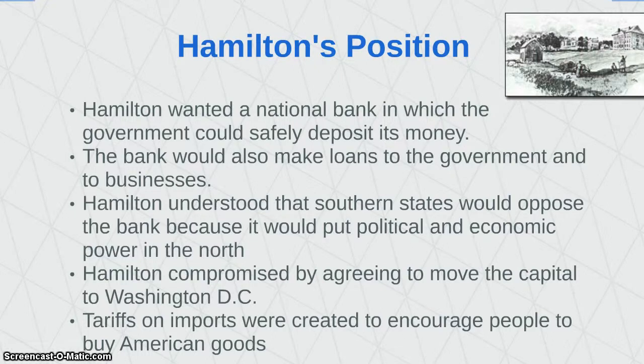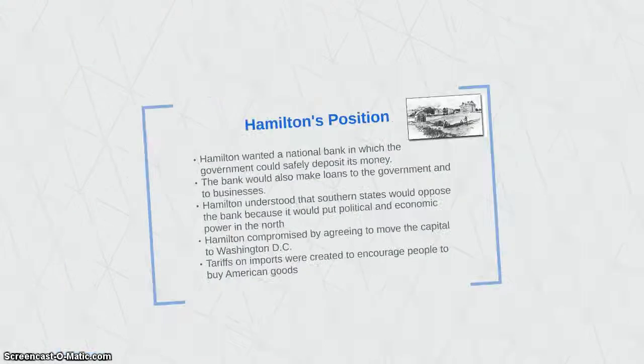The capital at the time was in New York City, and between the bank being in New York City, most of the wealth in the country being in the north, and the capital being in New York City, he knew that the South would feel like they had no stake in this country. Everything's in the north, all the power's in the north. What do we have? So he agreed to actually move the capital from New York to where it currently is in Washington, D.C. And they also got their tariff on imports to help encourage Americans to buy American-made goods.